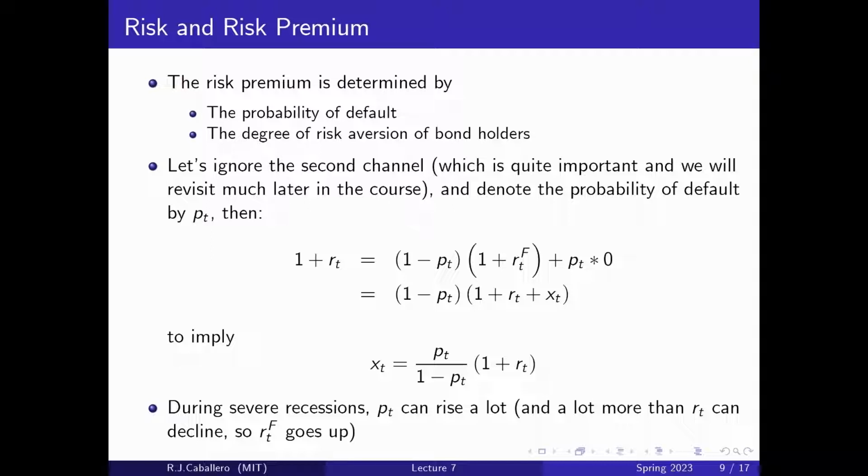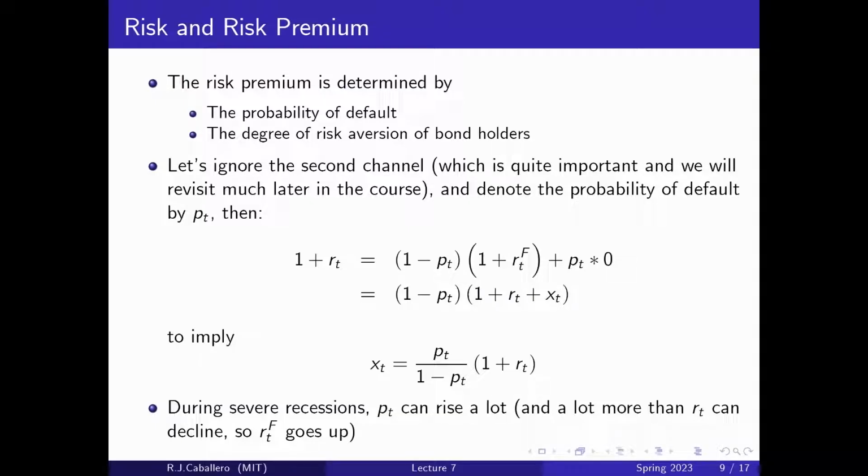So during severe recessions, but it's almost always a recession, especially in severe recessions, P can rise a lot. R may fall or not, we shall see, but this stuff dominates actually. So this X can move up a lot during recessions.